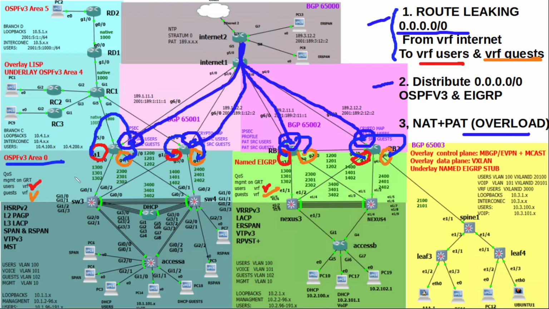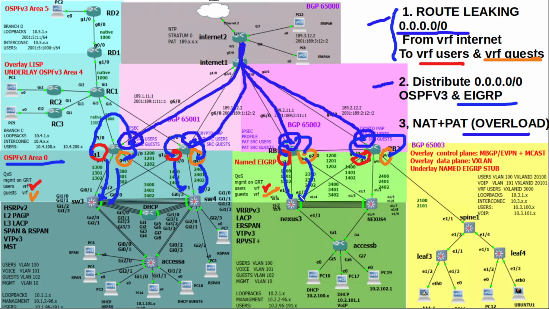Now that the VRFs users and guest know about this route, we are going to use OSPF version 3 in the blue network. So we are going to redistribute this default route for both VRFs for downstream devices. By doing so, switch 3 will now know the default route within the VRF users, and will know now that the default route exists within the VRF guest. The same for switch 4.